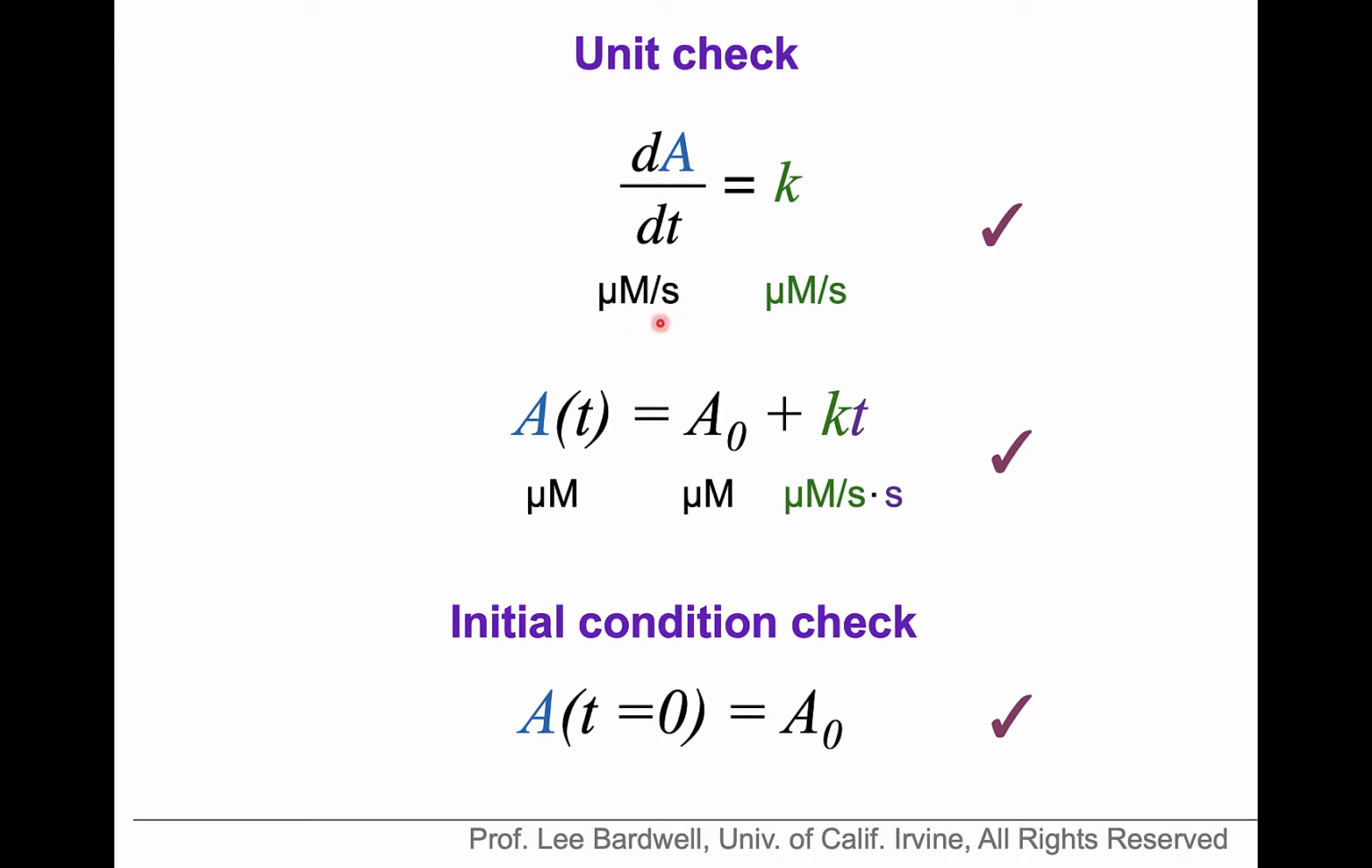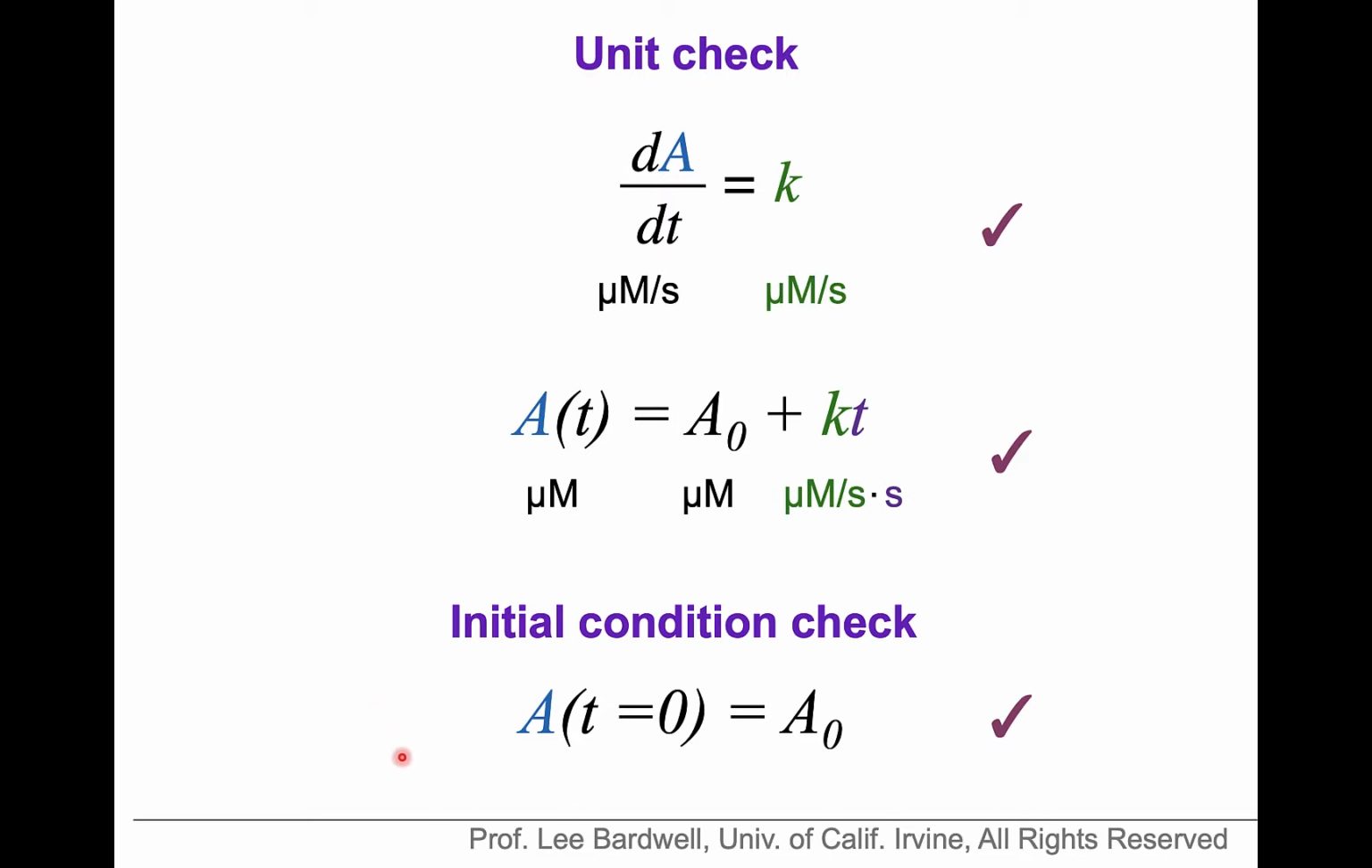Those are my units. So if those are the units of amount per time, then K also, as I said, has units of amount per time. Then A of t is going to have units of micromolar. It's a concentration of this chemical species. A naught also has units of micromolar. And over here, in our integrated rate equation, you can see that we're multiplying micromolar per second times seconds, and that works out to just be micromolar. So everything ends up being in micromolar, which makes sense.